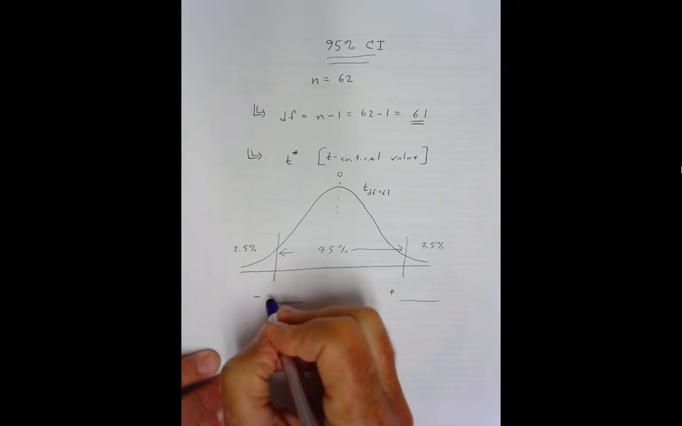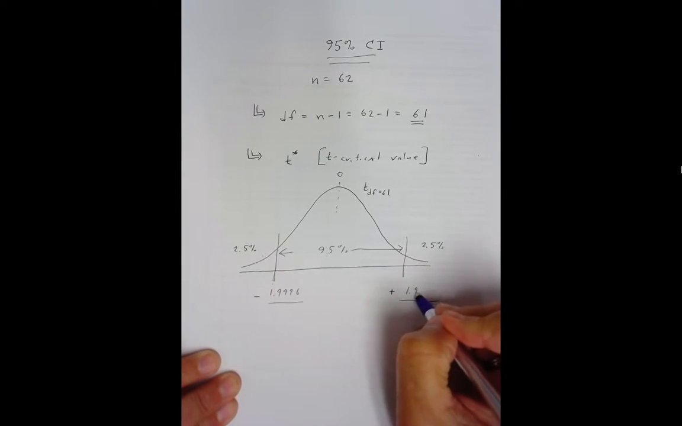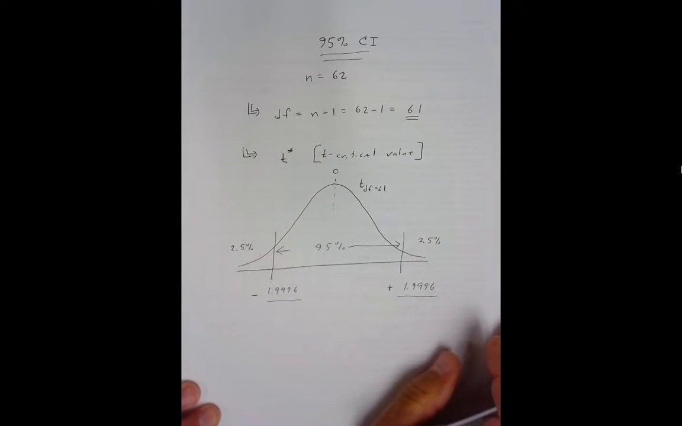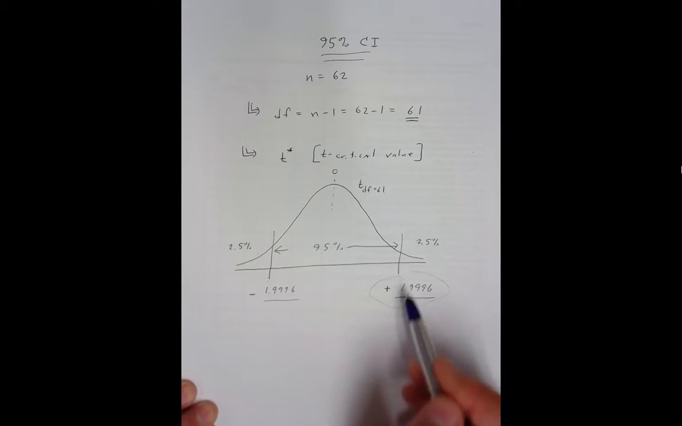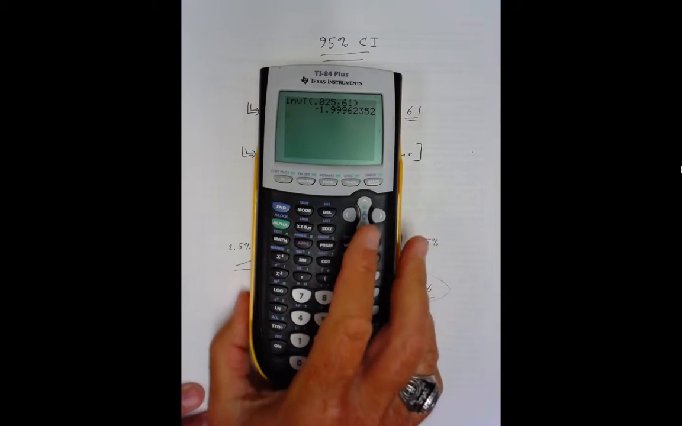So I know this is going to be negative 1.996, and this will be positive 1.996. Now, let's say you don't trust me. You're like, well, no, wait a minute. How do I know that that's just the positive of the negative there? Well, if you don't believe me, just try it out.